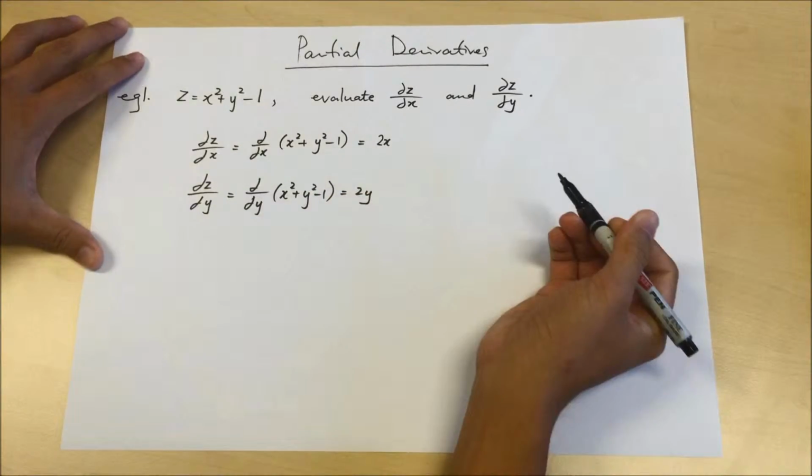Likewise, for del z over del y, we are differentiating z with respect to y. So now we treat x squared as constant. So when we differentiate y squared and other constant terms, we get 2y.